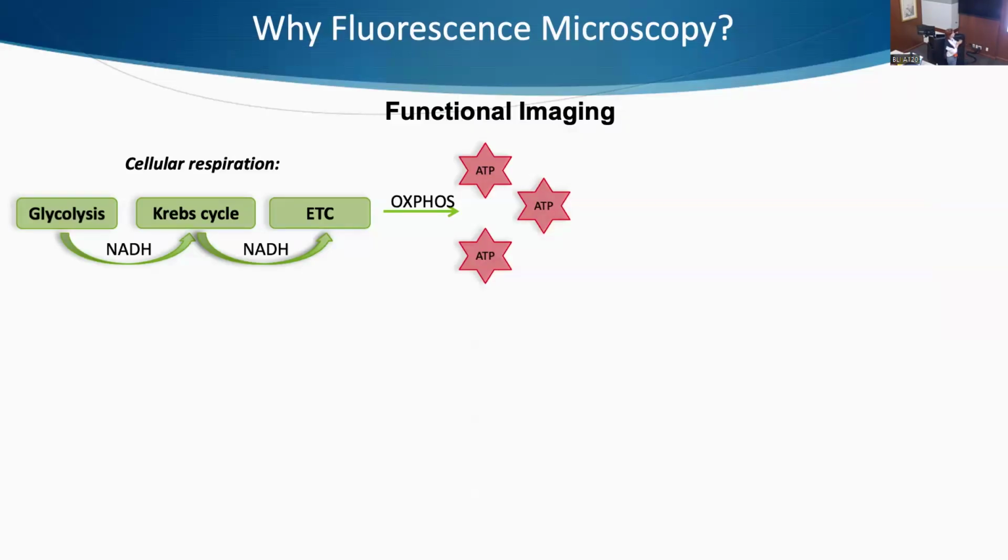It happens in 3 stages. You have NADH generated in the first 2 stages, glycolysis and the Krebs cycle, that are fed into the electron transport chain to generate ATP in the oxidative phosphorylation. ATP is the energy that the cells in our body use for different activities.